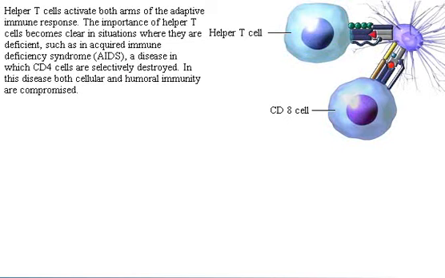As you have seen, helper T cells activate both arms of the adaptive immune response. The importance of helper T cells becomes abundantly clear in situations where they are deficient, such as in acquired immune deficiency syndrome, AIDS, a disease in which CD4 cells are selectively destroyed. In this disease, both cellular and humoral immunity are compromised. In effect, there are no officers directing the troops.